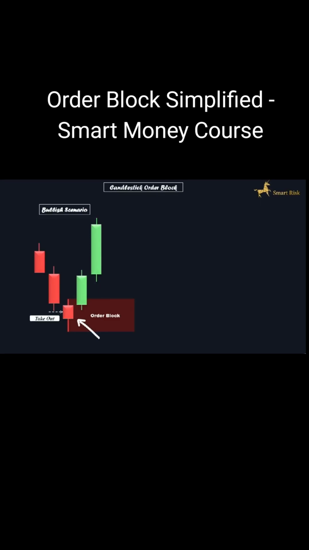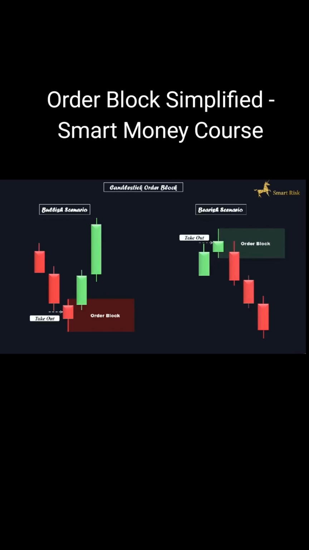It serves as the last bearish candle before the price initiates a drastic upward movement, having taken out the lowest point of the previous bearish candle and effectively swept its liquidity. Similarly, in a bearish scenario, a candlestick-based order block refers to the last buying candle before the price starts pushing downside drastically. This candle typically breaks above or effectively sweeps the liquidity of the highest point of the previous candle.